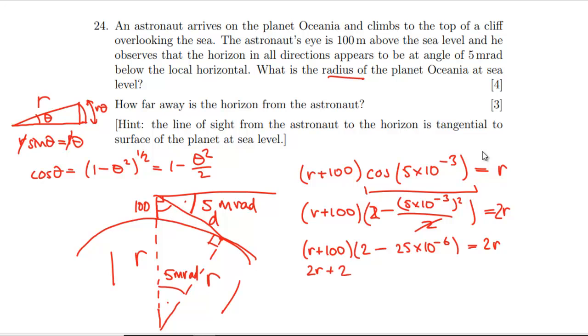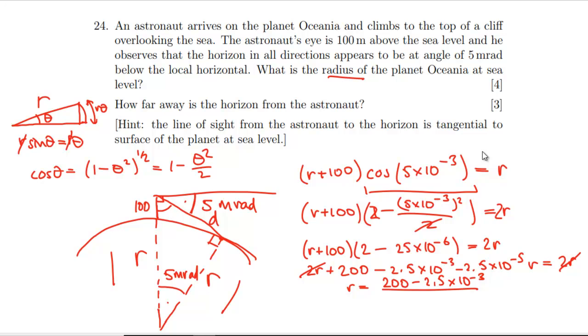2R plus 200 minus 2.5 times 10 to the minus 3, and then minus 2.5 times 10 to the minus 5 R is equal to 2R. So the 2R's are going to cancel. So get rid of those. And now we've just got 1R sitting around here. So R is going to be equal to 200 minus 2.5 times 10 to the minus 3, divided by 2.5 times 10 to the minus 5.